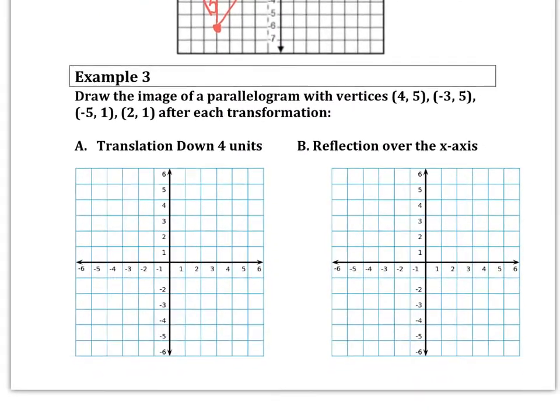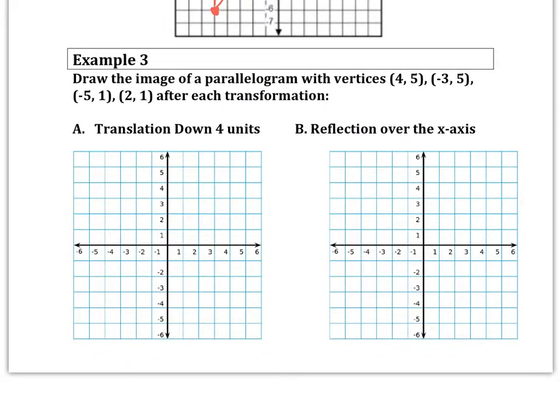let's take a look at example 3 here. And it starts by saying, draw the image of a parallelogram with the given vertices. So let's start with that. So we have first, let's call them A, B, C, and D. So we have A, B, C, D. And let's begin by plotting those.